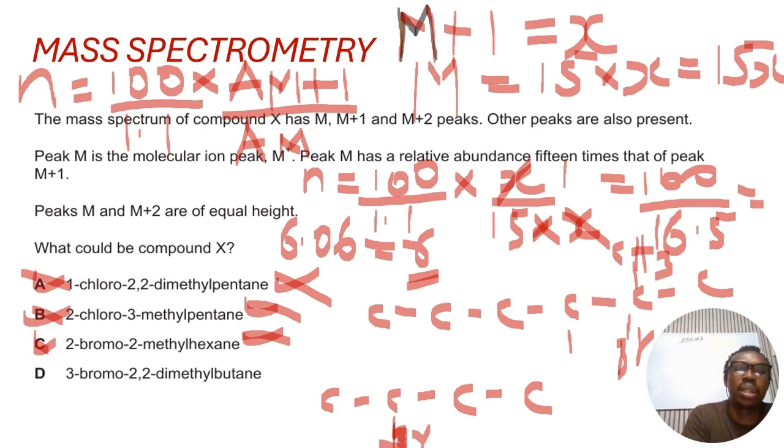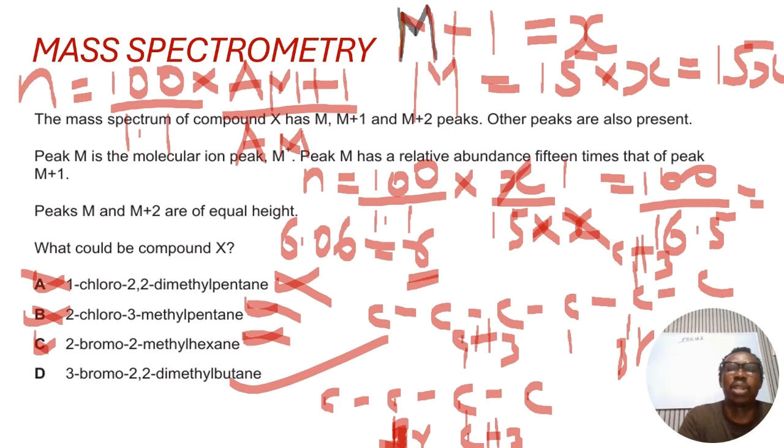So this is bromine. Then 2,2-dimethyl. Then you have CH3 here, then you have CH3 here. So if we are to count the number of carbon atoms, it will be 1, 2, 3, 4, 5, and 6. So the correct answer to this question is what?